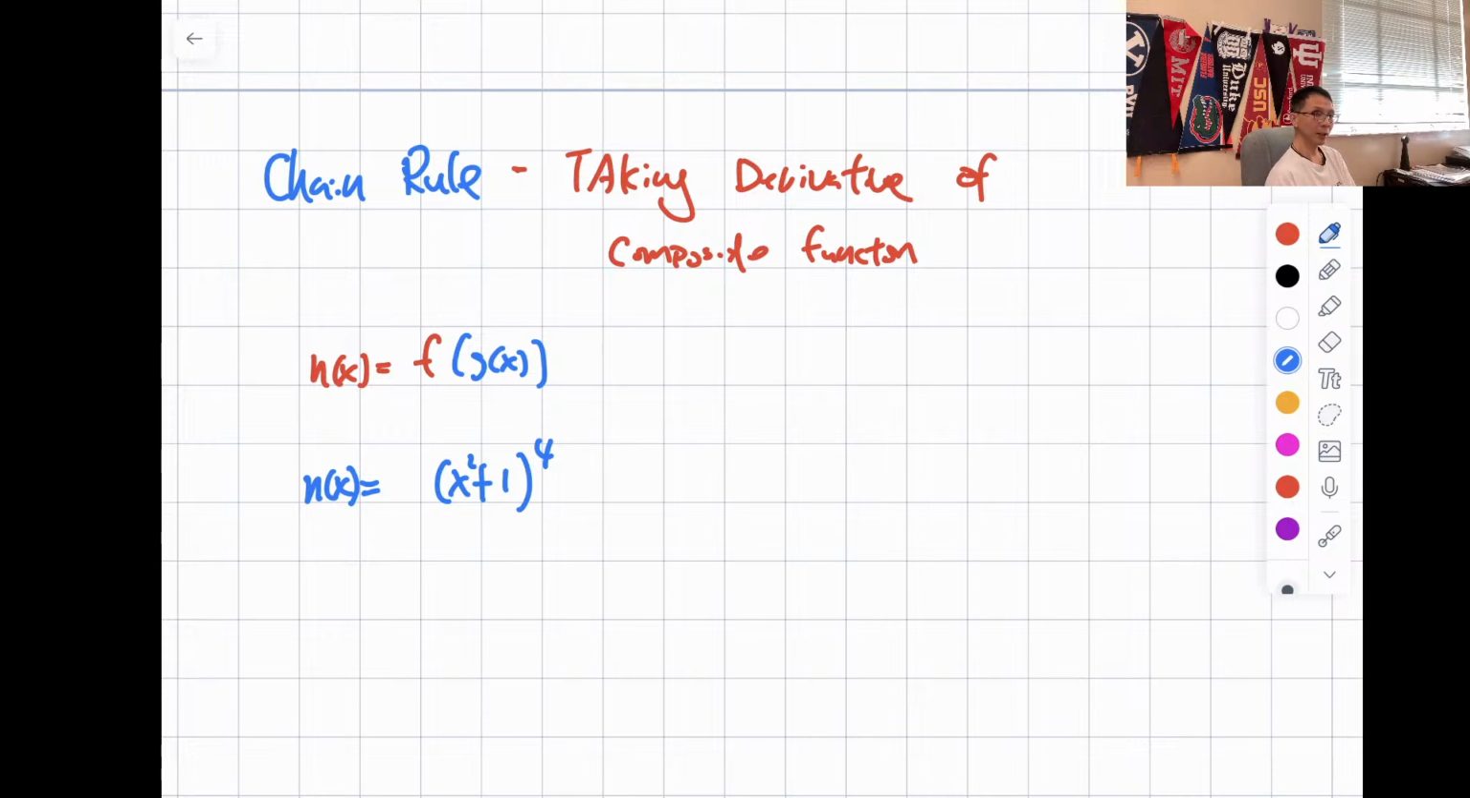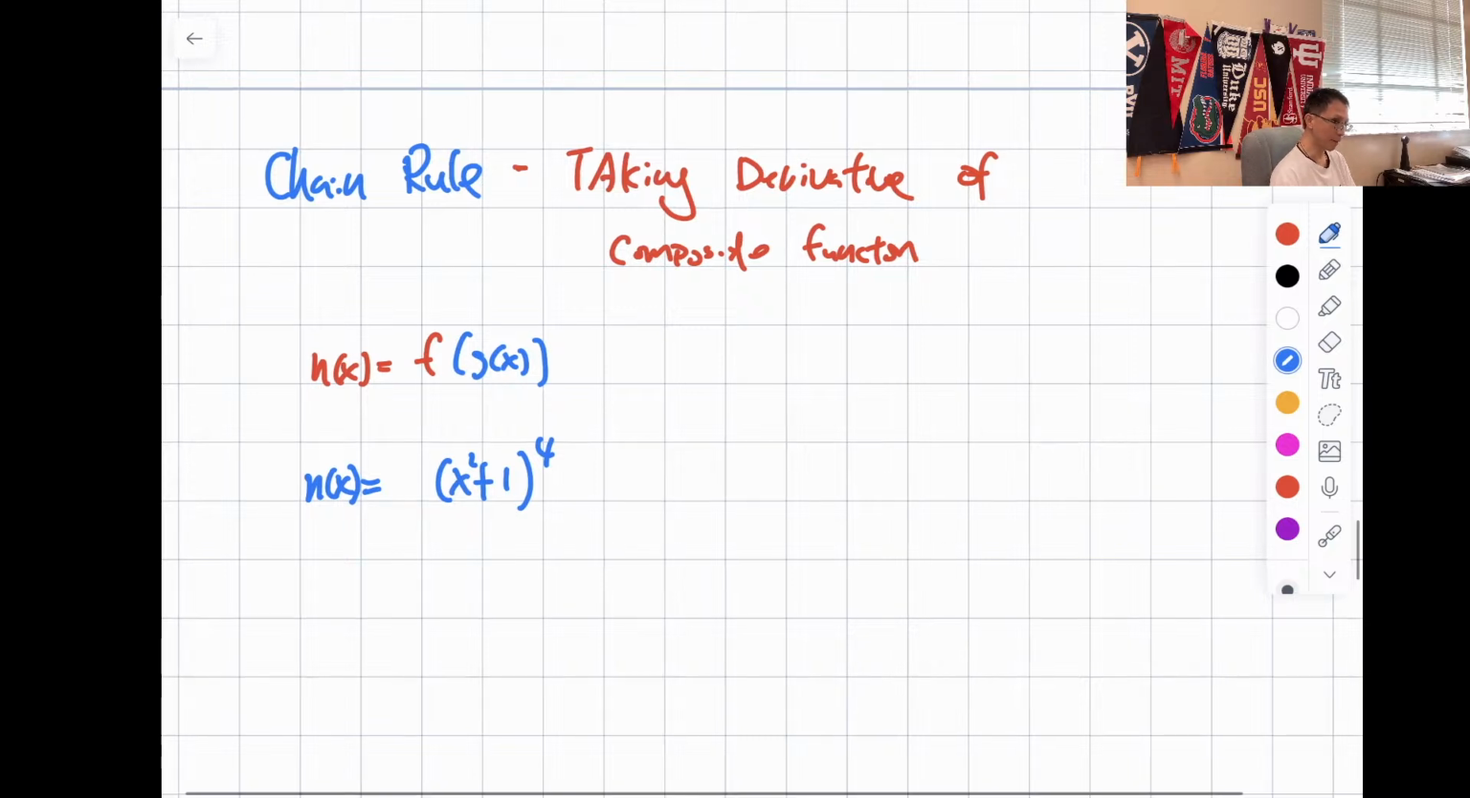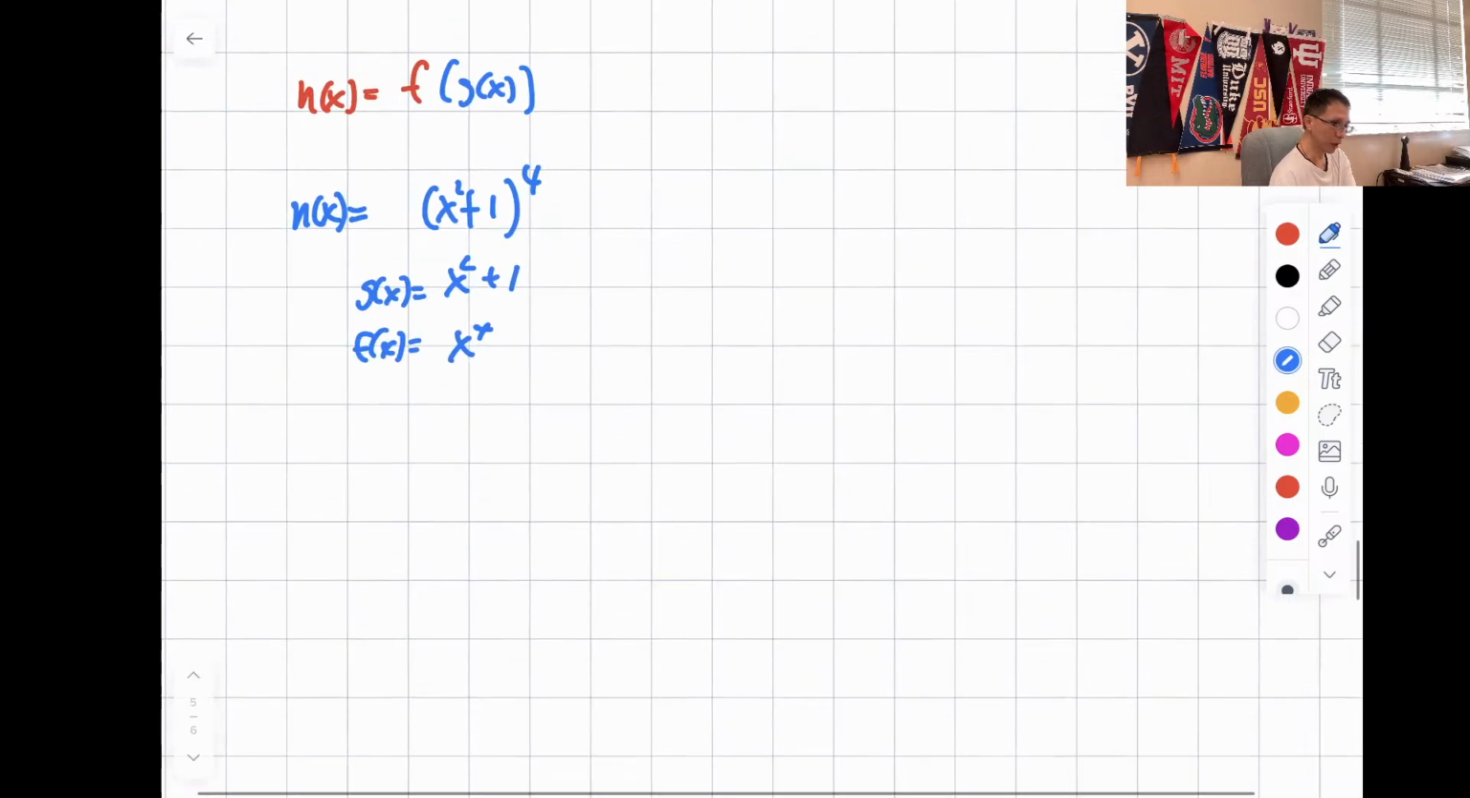What do you think if I have h of x equal to x squared plus 1 to the 4th? Now, what will be g of x and what will be f of x? Exactly, good job. So g of x is equal to x squared plus 1, and f of x is equal to x to the 4th. Very good. Okay. Let me give you a couple more. How about h of x equal to root of x squared plus 1?